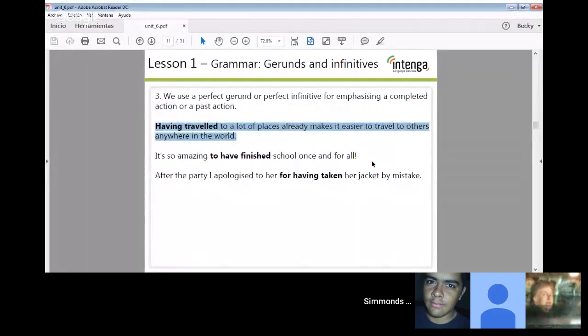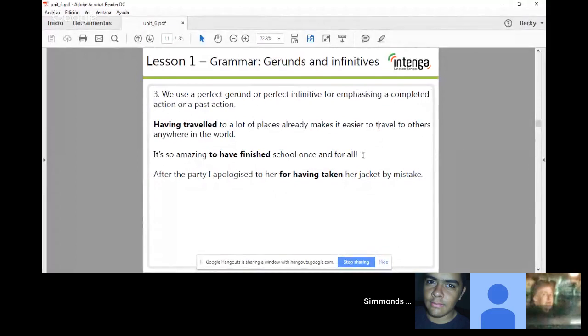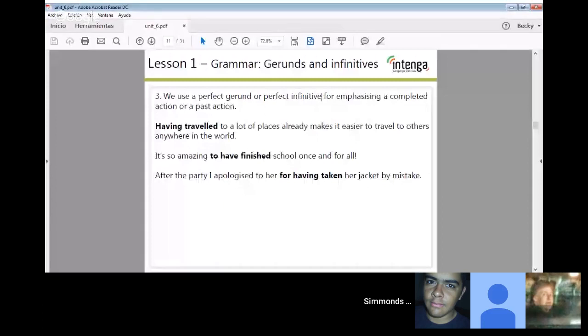No? All right. So I'm going to read the second. It's so amazing to have finished school once and for all. Once and for all is like forever. Like this person is never going back to school. So again, we're using the same structure of it's so amazing after an adjective with the infinitive to have finished. Okay. So in bold is where we have our perfect infinitive. Questions about this? Is this really, really, really confusing, or do you more or less understand?